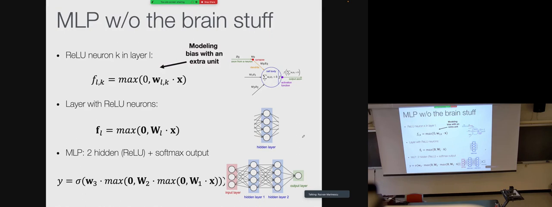Can you explain the softmax output again? Softmax, yes. So the question is, can we explain the softmax output again? It's basically this expression: max of 0 and W1 times x.